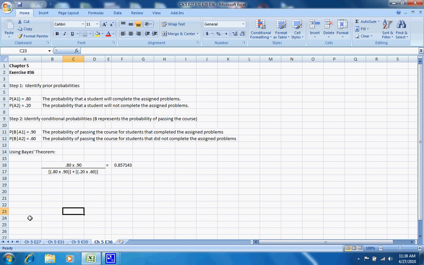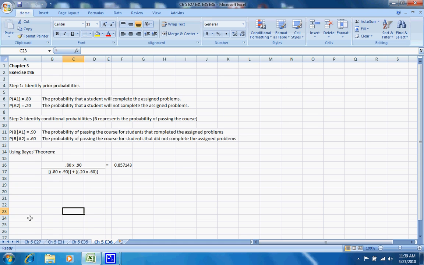If we assign B to represent passing the course, then we can identify our conditional probabilities. The first one is the probability of passing the course for a student who has completed all the assigned problems, that's 90%, versus the probability of passing the course for students who do not complete the assigned problems, which is 60%. Again, we plug those probabilities into the formula, and it works out to roughly 85.7%.